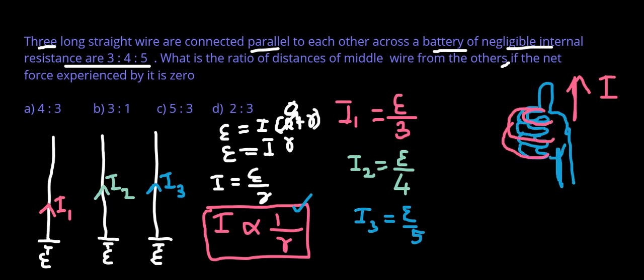The direction in which the fingers are closed is the direction of the magnetic field. So when a current flows through a wire, the magnetic field goes around it like this, as per this rule. This is the important thing, you must note it down here. Now we are going to find the force acting on the middle wire.